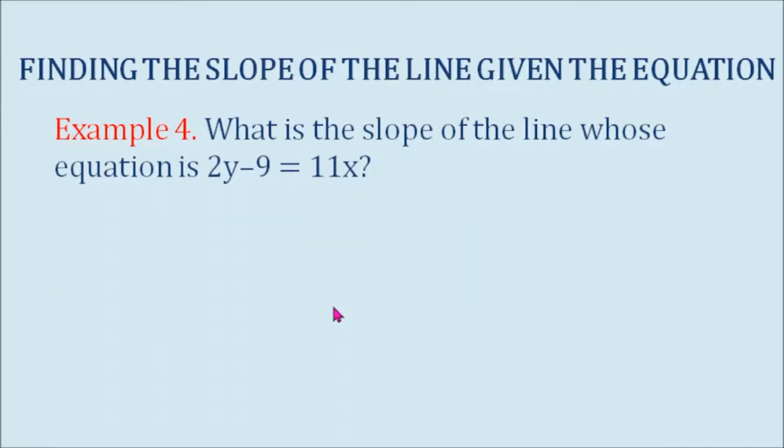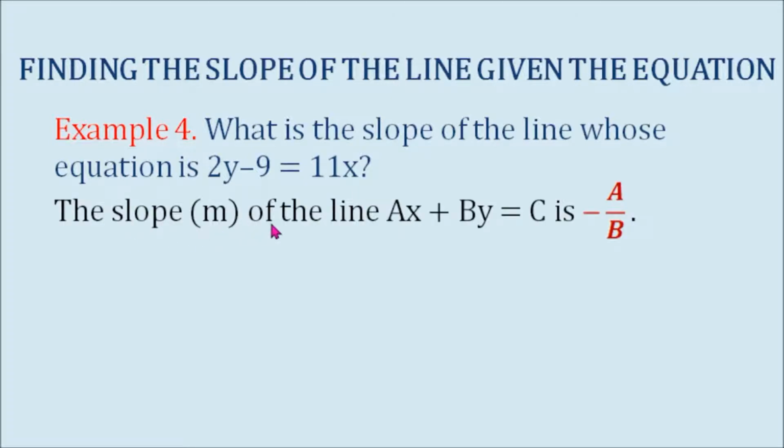Example number 4. What is the slope of the line whose equation is 2y minus 9 equals 11x? Again, the slope m of the line ax plus by equals c is negative a over b. Our equation is not written in standard form, so first we are going to write this in standard form. So all terms with variables should be on the left side of the equation, while the constant should be on the right side of the equation.